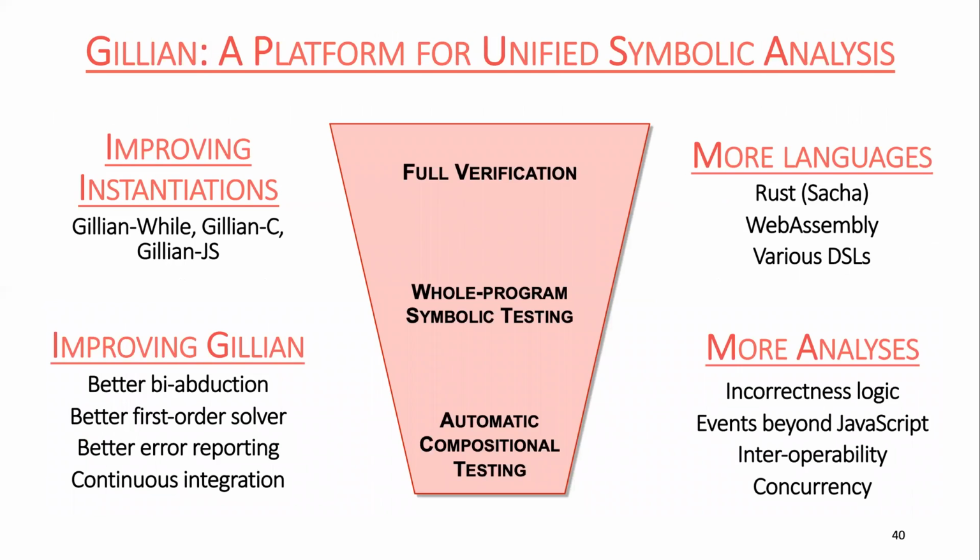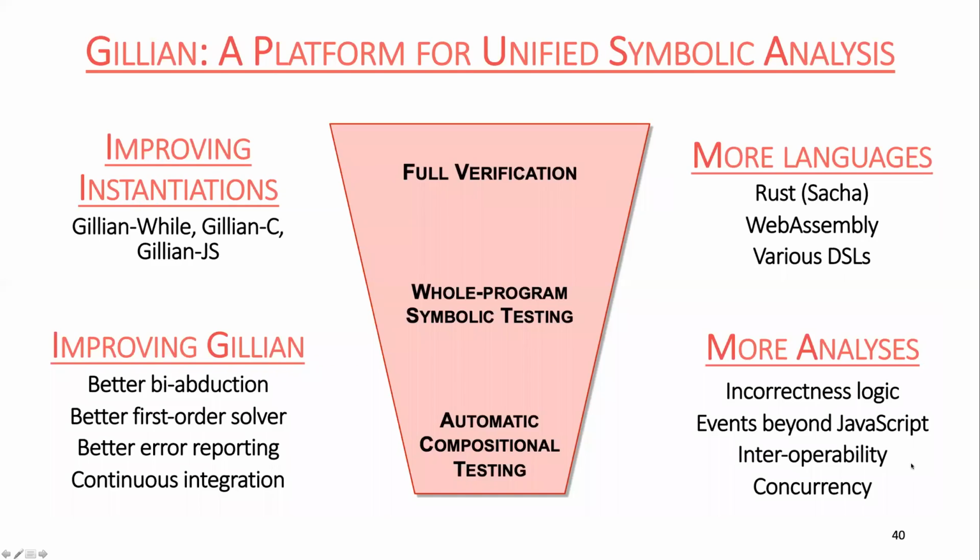And my final slide is just to conclude. GILLIAN is this multi-language platform for unified symbolic analysis, doing whole program testing, full verification, and automatic compositional testing. Of course, we have to improve all instantiations. Of course, we have to do lots of things better. Sasha's moving us to Rust to be more modern. We've done Coq mechanization of WebAssembly in different works, so we've got WebAssembly in our heads. So maybe we'll move to that, we'll see. And then we've got so much more analysis to do.